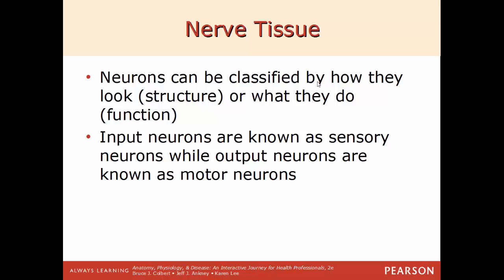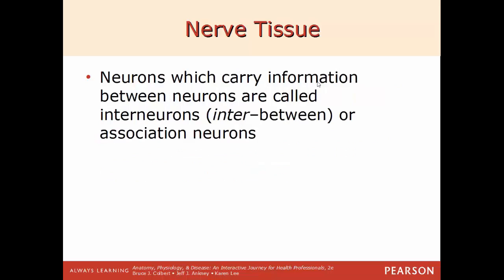Then when your body needs to act, it sends out a signal out of the brain through motor neurons. Motor is always a reference to motion or movement. Those are also called efferent neurons. Now, these types of neurons can talk between each other through structures called interneurons. Inter means between. These are also called association neurons. So these are how motor neurons and sensory neurons talk to one another.